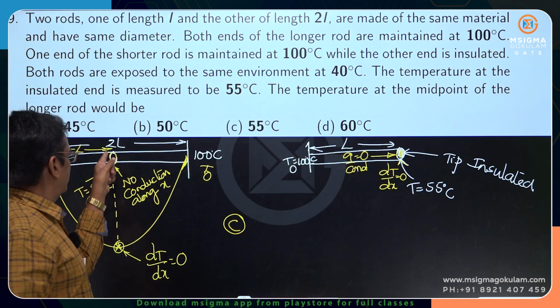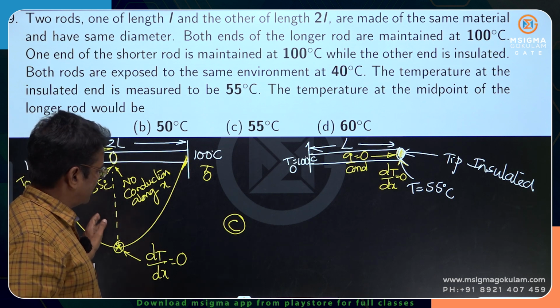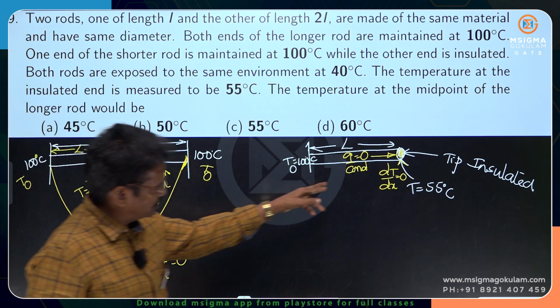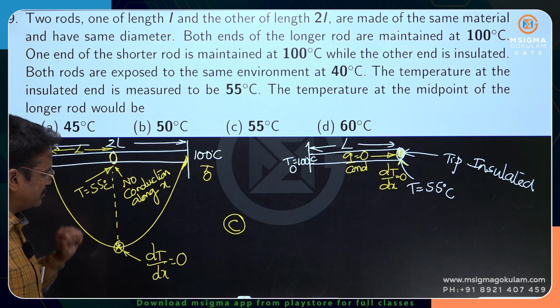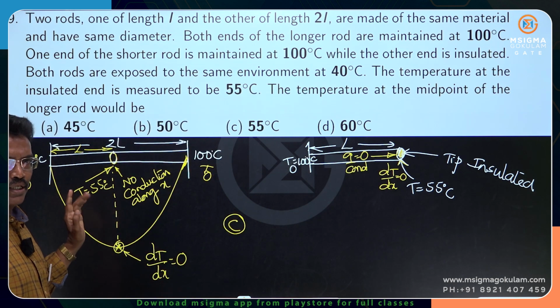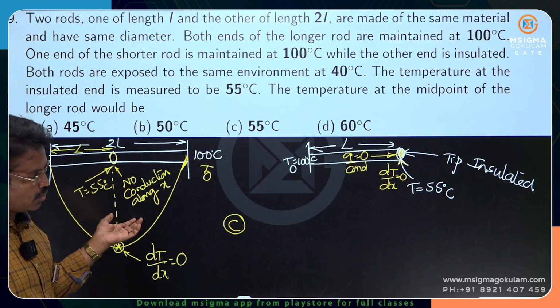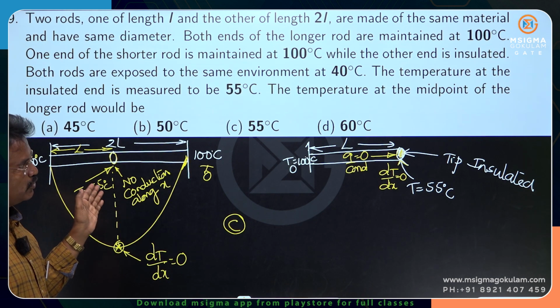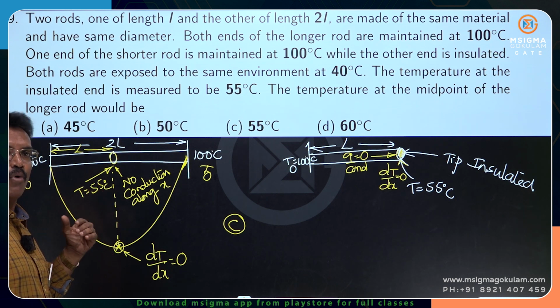Same length, same diameter, made up of the same material, everything is same. So whatever temperature you see here, 55, the same temperature you will see at the midsection also. This is an excellent problem given in both GATE and the Indian Engineering Services prelims examination. Such questions you should clearly understand, particularly with regard to the boundary conditions.